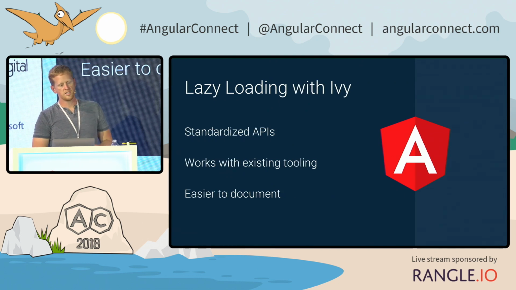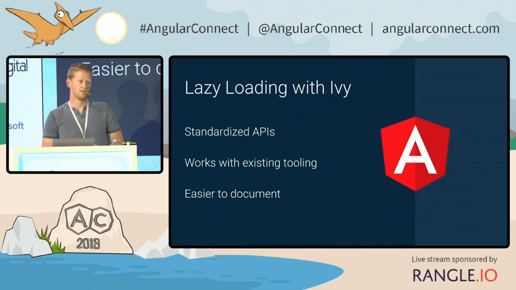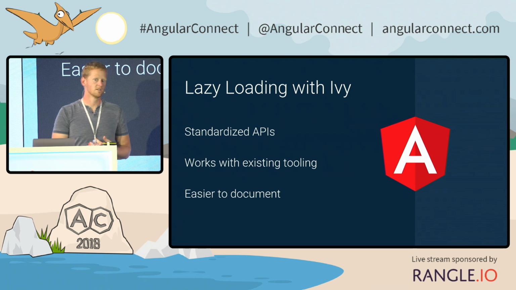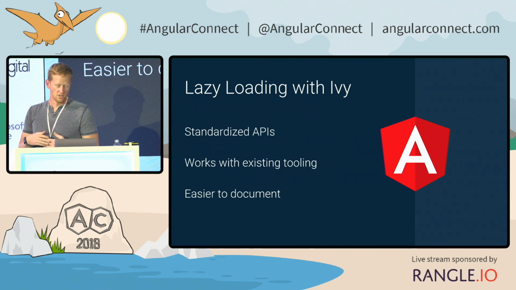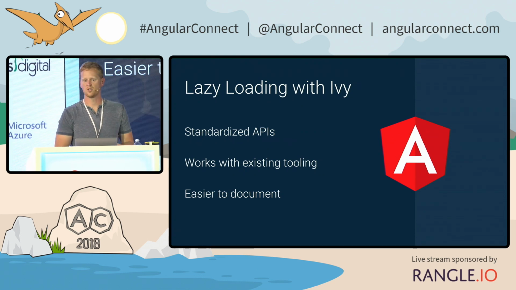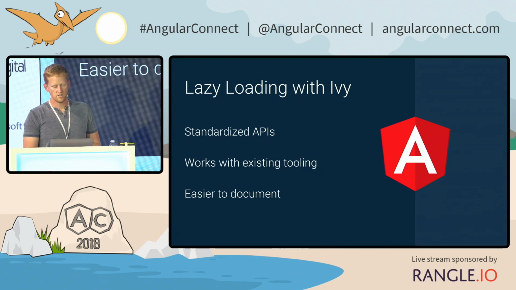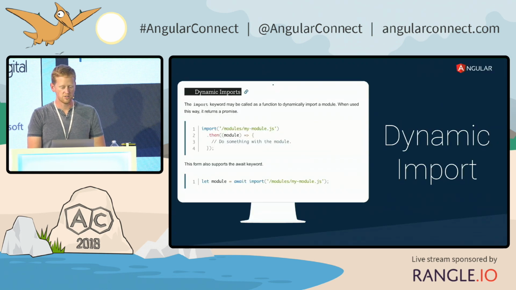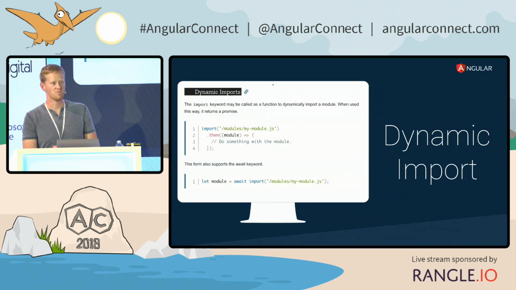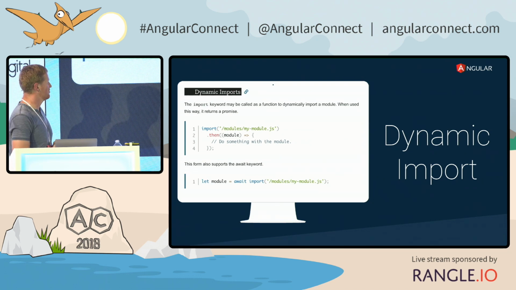So lazy loading with Ivy is a lot different. It works on standardized APIs, and one of the advantages there is we can use existing tooling. You don't have to go through something like the CLI. You could just use Webpack out of the box. Additionally, it's a lot easier to document. So there's this thing, dynamic imports, and MDN documents it well.